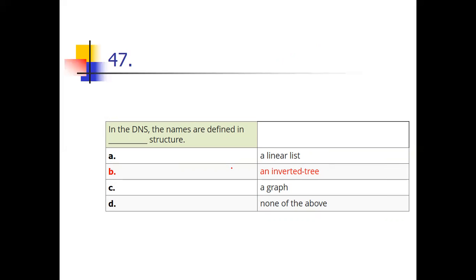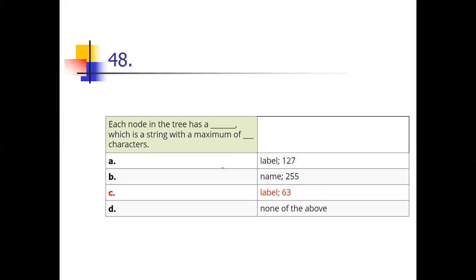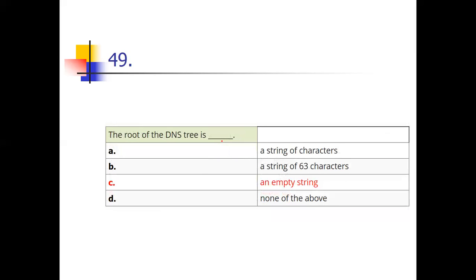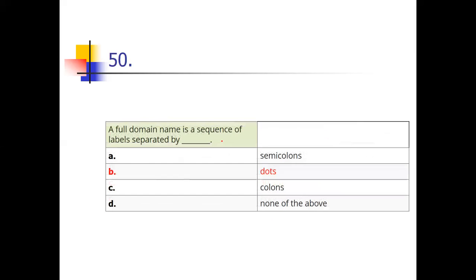In the DNS, the names are defined in an inverted tree structure. Each node in the tree has a label, which is a string with a maximum of 63 characters. Okay. The root of the DNS tree is an empty string. A full domain name is always like abc.com, so everything is separated by dots. Okay.